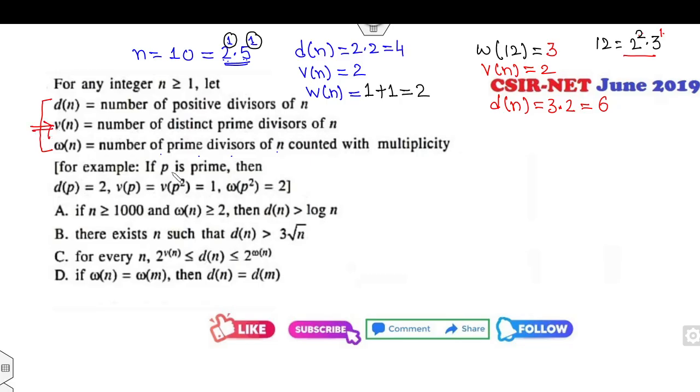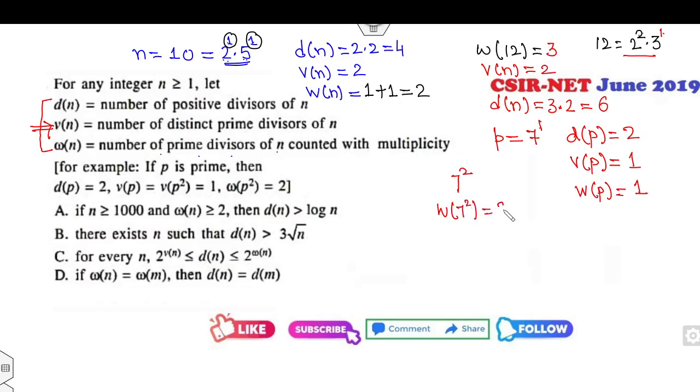Fine. They are also talking about the primes. So if you choose any prime, say 7, what is the d of the prime? Power is 1. 1 plus 1 is 2. v of the prime: how many prime numbers are there? Only 1. w of the prime: what is the multiplicity? Power is only 1. And what about p square? If I take 7 square, what is the w of 7 square? Multiplicity is only 2. v of 7 square: how many prime numbers are there? Still the prime number is 1. So they are explaining the meaning of w, v and so on.